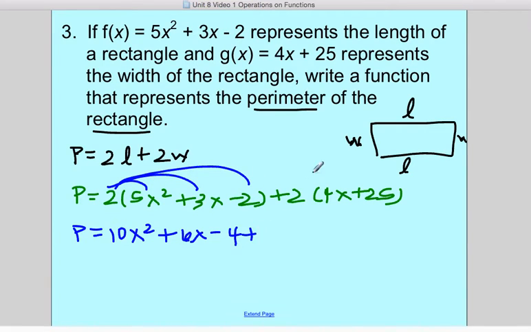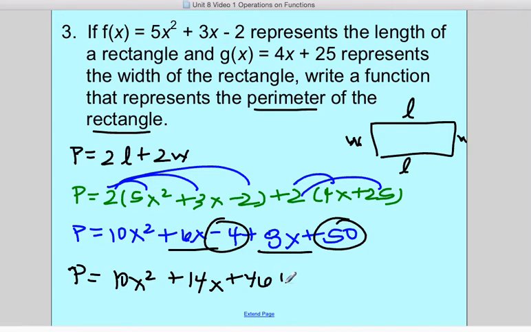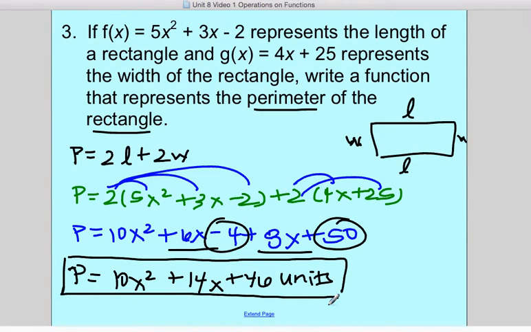Okay, and then we would distribute the 2 to everything in the width, so plus 8x plus 50. And now I go ahead and combine like terms. 10x squared plus 14x. Negative 4 plus 50 is 46. So my perimeter is 10x squared plus 14x plus 46 units. And that is it for example 3.